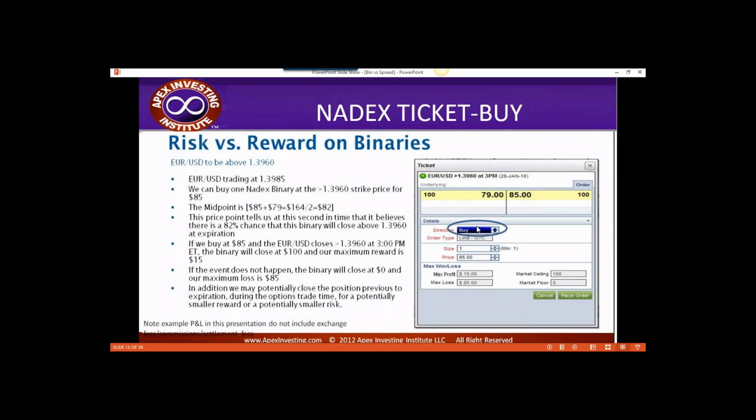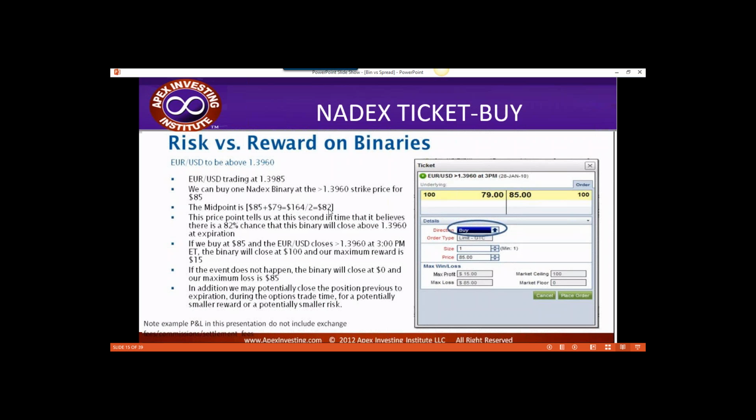So if I'm going to buy it for 85 bucks, I know the max I can make is $15, because the difference between 85 and 100 is $15. My max loss, 85. I know exactly what that is before entering. A way to look at this is what we call the midpoint. See this, $85 on the buy side, $79 on the sell side. If I take 85 plus 79, that equals 164. I divide it by 2, that equals $82.